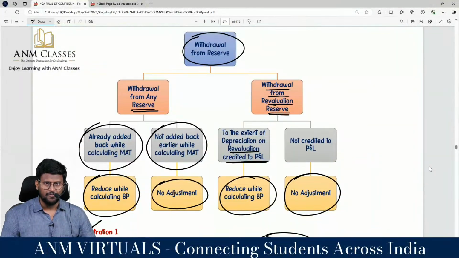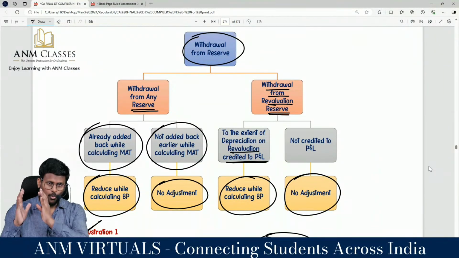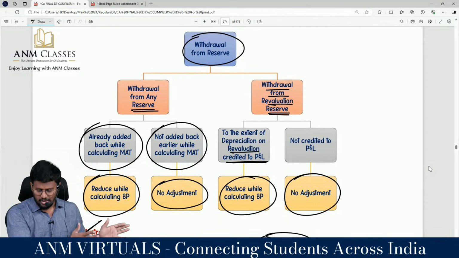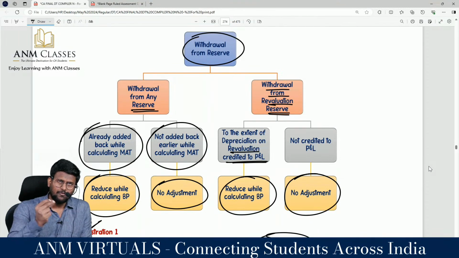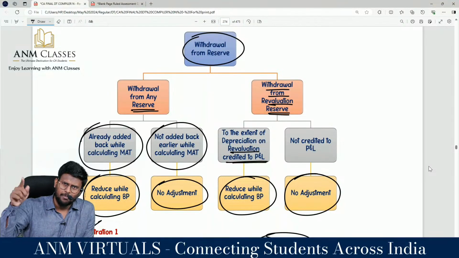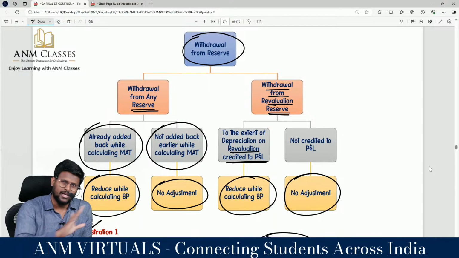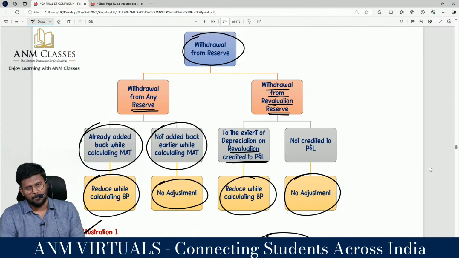Sir, withdrawal from reserve, you have to analyze what type of reserve, whether it is a normal reserve or revaluation reserve. If it is a normal reserve, you have to check at the time of creation, have we added back? Yes, we have already added back. Then, at the time of withdrawal, no need to again pay the tax. Remove it from the net profit.